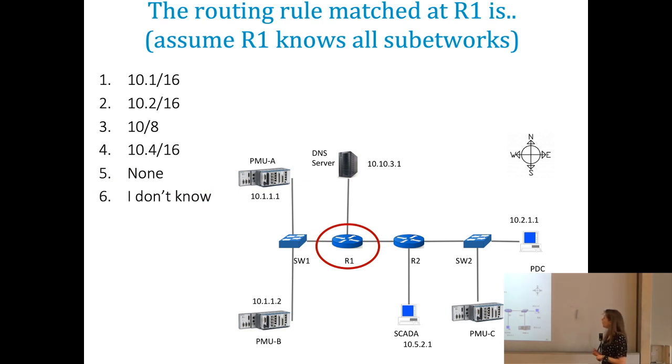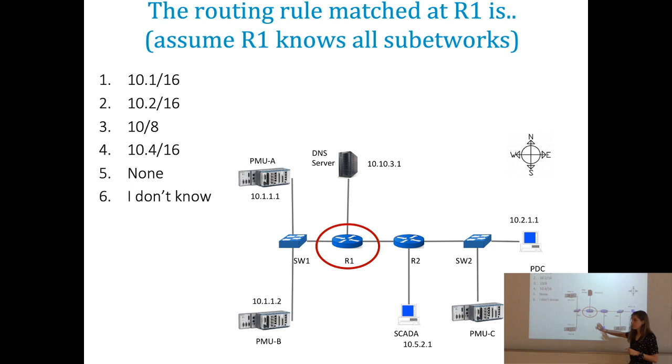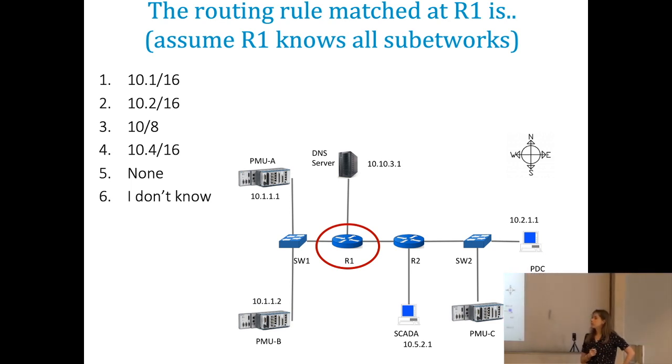Now, the routing rule matched at R1. So how does the router know that the message coming from PMU-A has to go on this interface and not this one, for instance? Who thinks it's number 1? What is the /16? Okay, the /16 is the network mask.